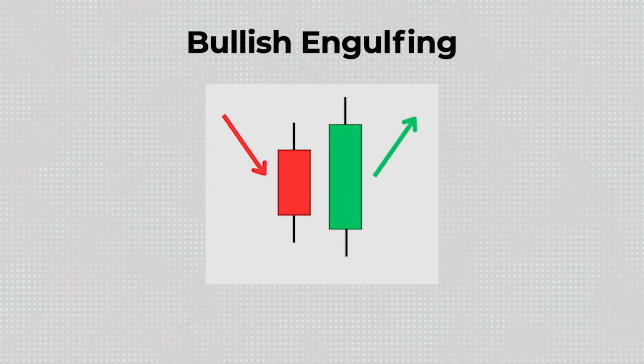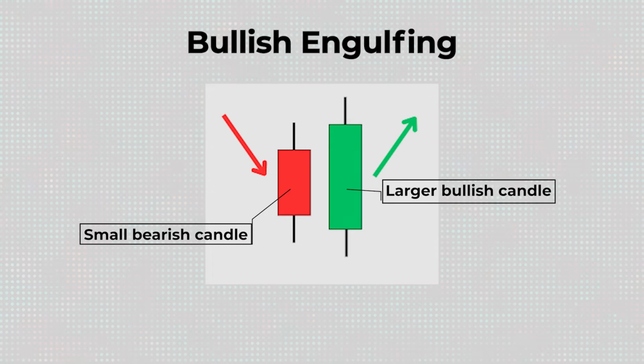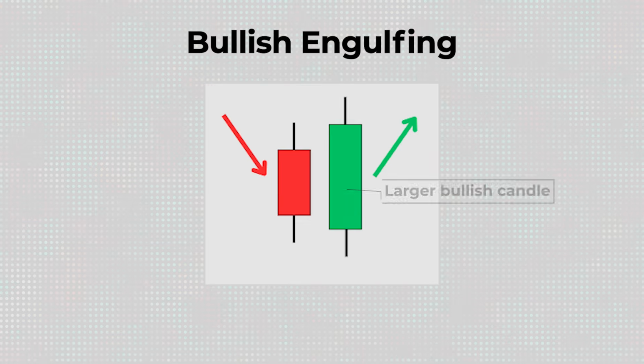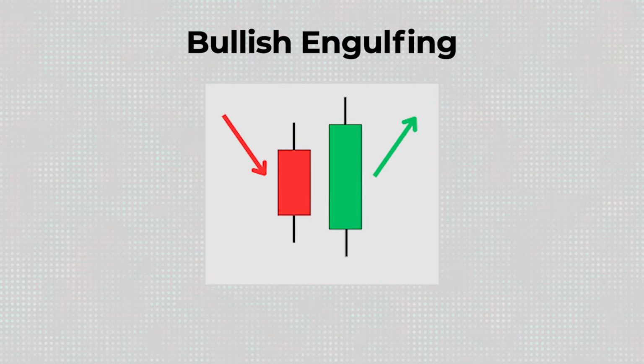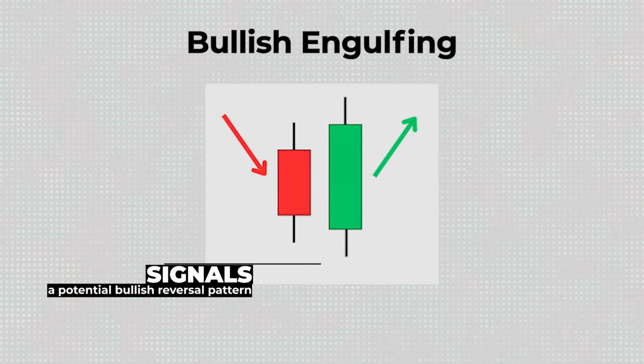Let's move on to double candlestick patterns. First, we have the bullish engulfing pattern that consists of two candles. The first is a small bearish candle followed by a larger bullish candle that engulfs the previous candle's entire body. This indicates strong buying pressure. When this pattern appears in a downtrend, it often signals a potential bullish reversal.